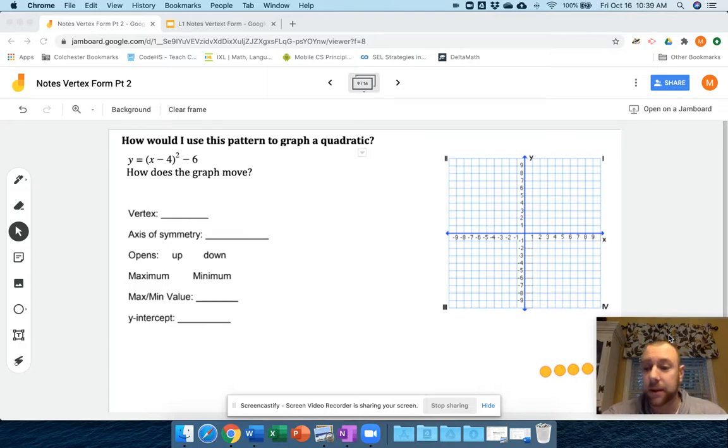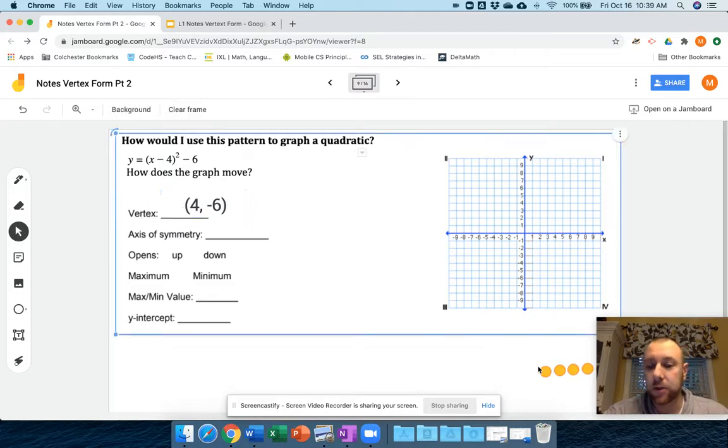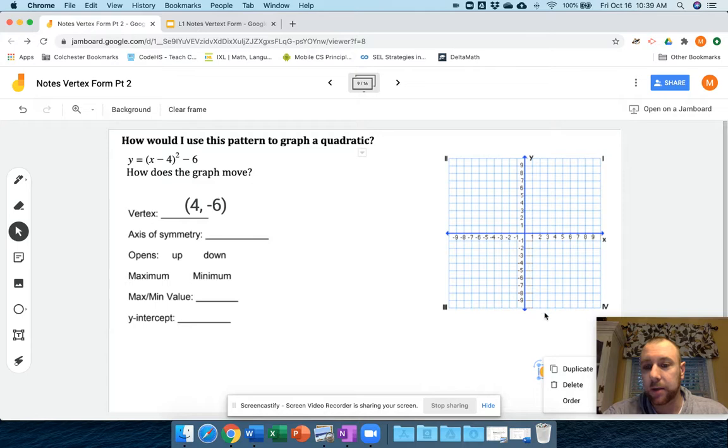And that is the biggest thing. So this is our quadratic. It is written in our vertex form. So it automatically tells us what the vertex is. The vertex for this is 4, -6. My h and my k. All right, so I'm going to actually take this point and I'm going to put it at 4, -6.